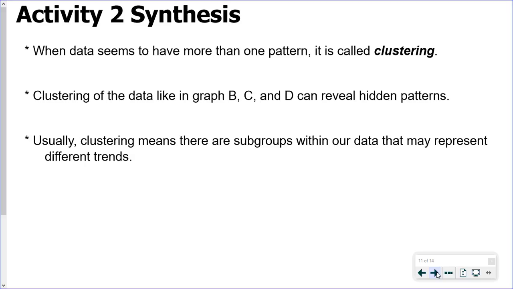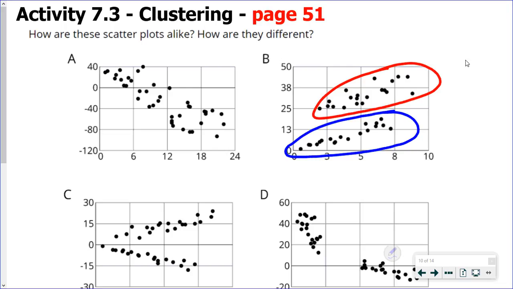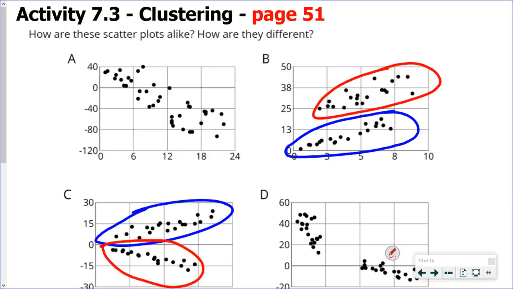Clustering of the data, like in graph B, C, and D, can reveal hidden patterns. Usually, clustering means there are subgroups within our data that may represent different trends. So if I backtrack, here in B is a cluster of data. Here in B is a second cluster of data. Okay, again, that happens in C. Here's a cluster of data, second cluster of data, right?